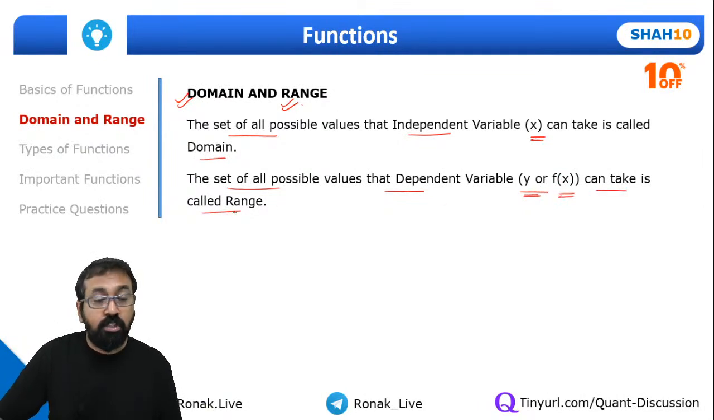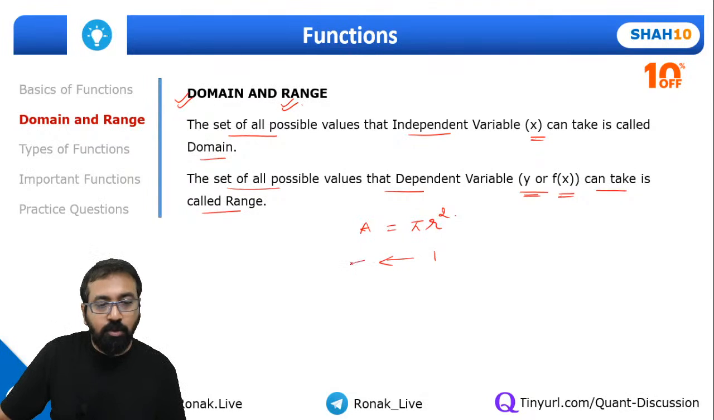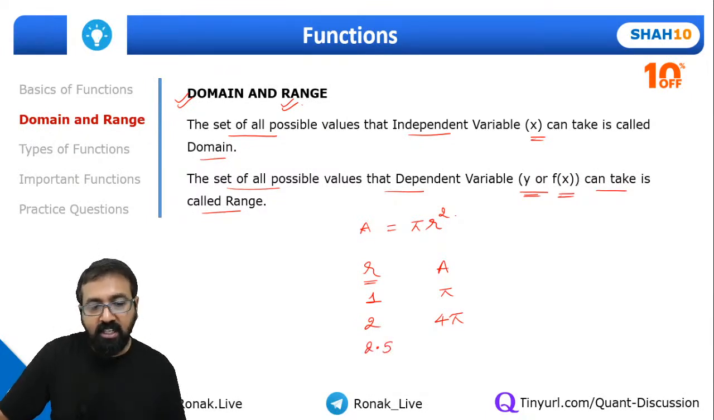So that set of values is called range. Let me take one example over here. For example, I'm saying area of circle is pi r square, right? So when I take radius as 1, I'll get area as pi. Let me write it in a different way. So radius and area. When I take radius value 1, the area will be pi. When I take radius value 2, the area will be 4 pi. If I take radius as 2.5, the area will be 6.25 pi, and so on and so forth, right?